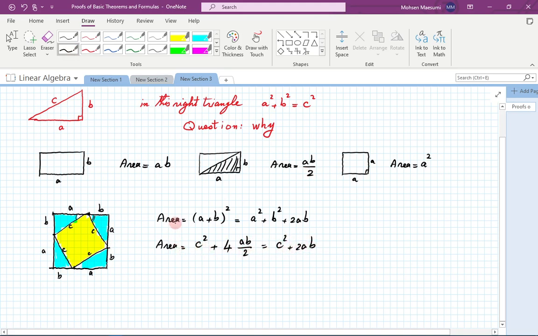Well, this area and that area is the same thing. Same area is being calculated. Here is A squared plus B squared plus 2AB. Here is C squared plus 2AB. These two have to be the same. That is, A squared plus B squared plus 2AB has to be C squared plus 2AB, and therefore A squared plus B squared has to be equal to C squared.